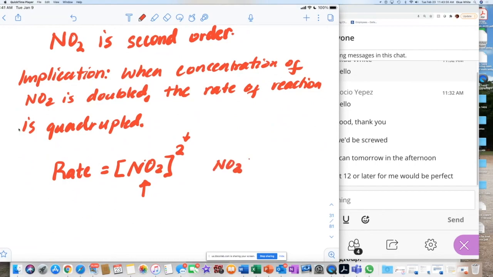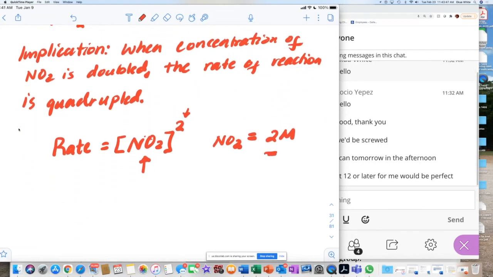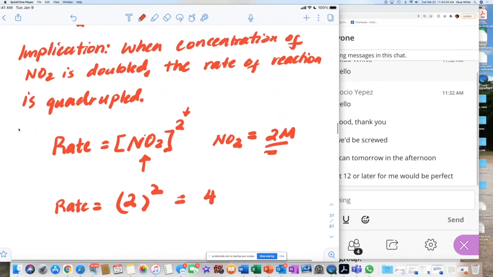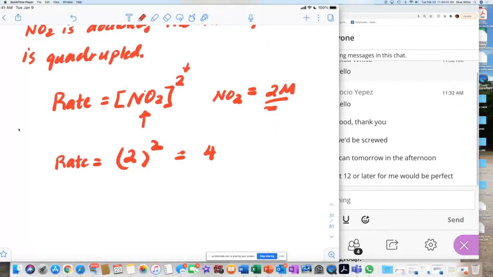Say NO2 has a concentration of, let me pick an easy number, 2 molar. If it's 2 molar, I'm going to figure out the rate. Rate will be equal to 2, the concentration, and then square it. So rate will be equal to 4. Right? And then let me go ahead and double the amount of NO2. If I make NO2 now 4 molar, I can now figure out the new rate because the relationship between NO2 and the rate is consistent. NO2 always influences the rate in a second order way. Okay? So now I can figure out the new rate of reaction when NO2 is doubled.